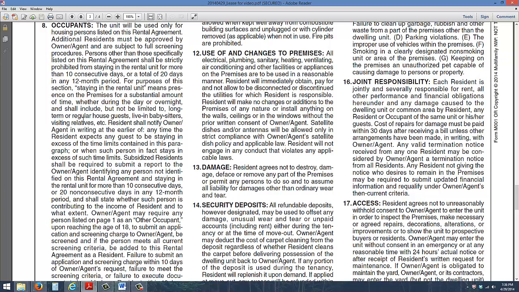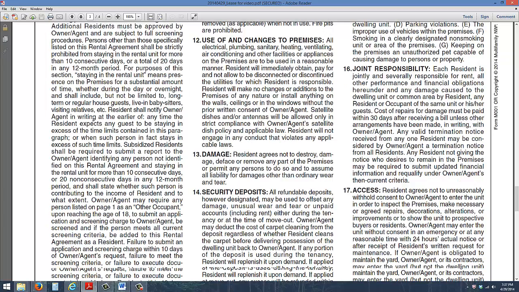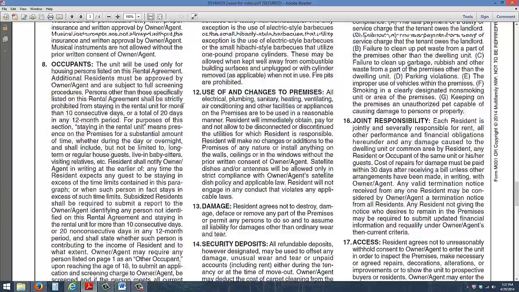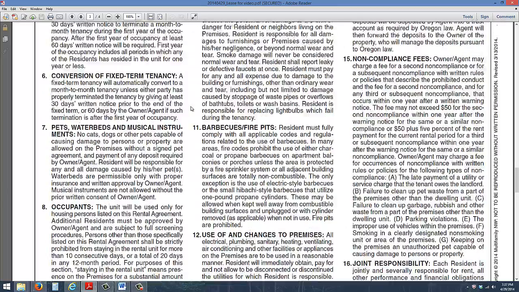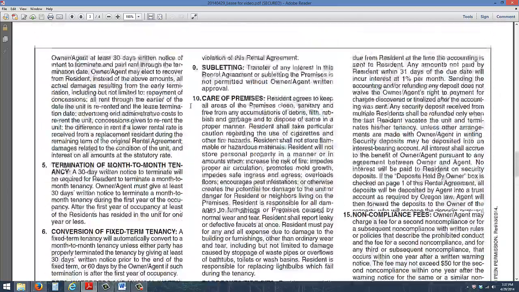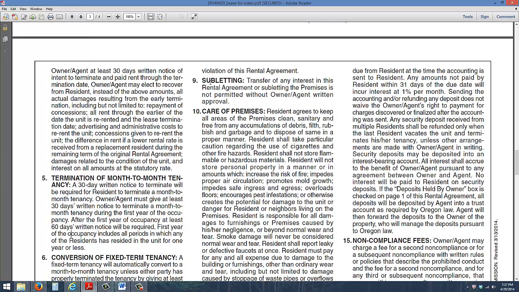It also goes on and discusses that if you're on subsidized housing, if you do have somebody who's staying for an extended period of time, you would need to disclose if they're providing you any sort of income. Now we're going to go back up to page 3 and to section 9 here. Subletting, you're not allowed to sublet the unit without our permission.